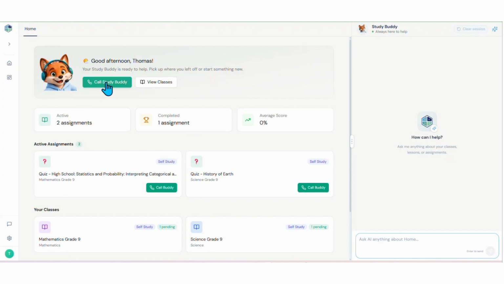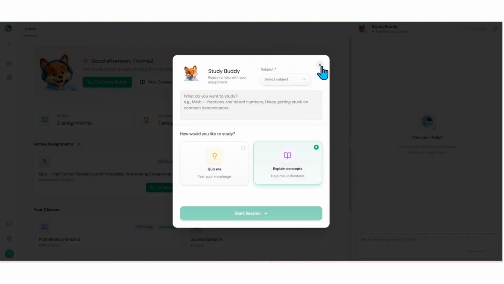I'm going to click here to access Blaze, select my subject, and type in metabolic processes. Explain concepts and start session.